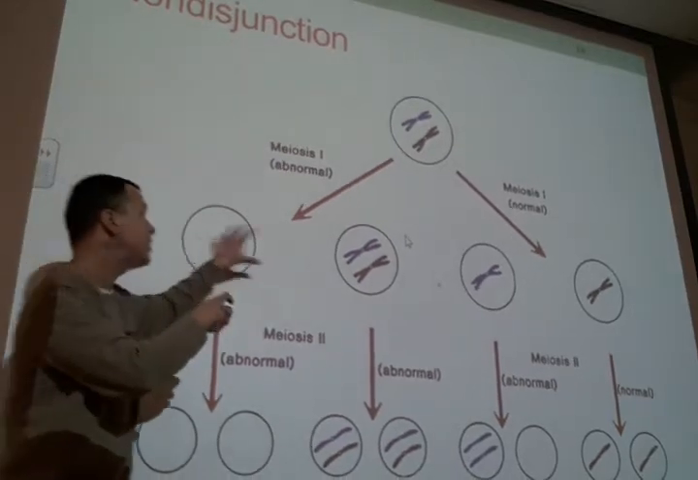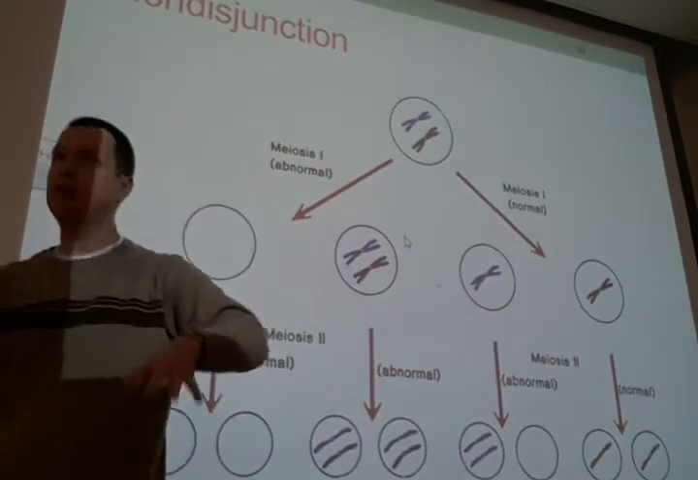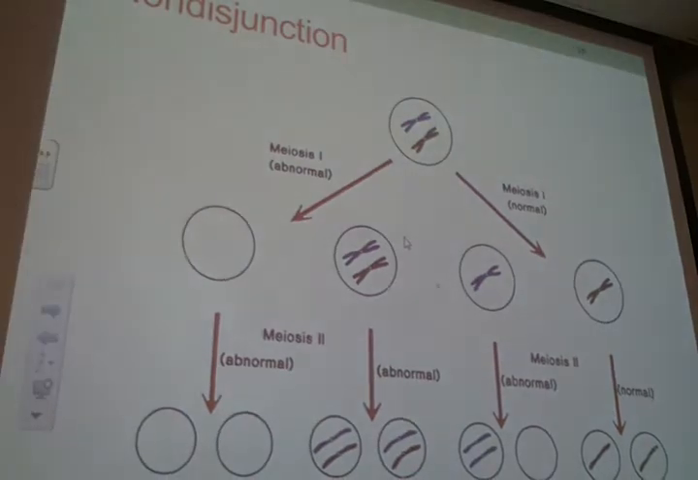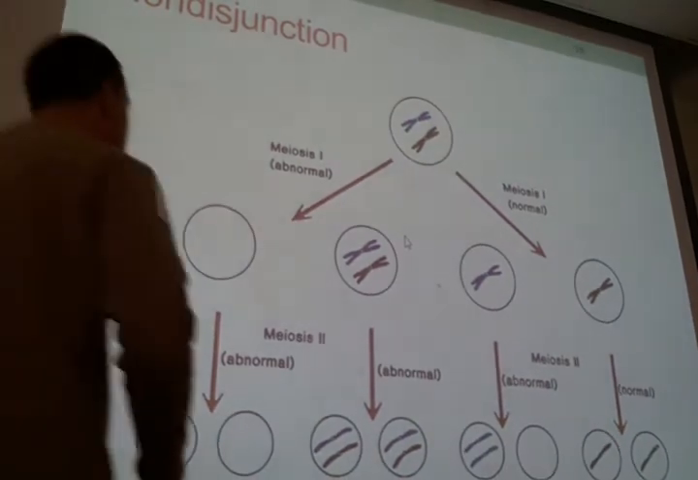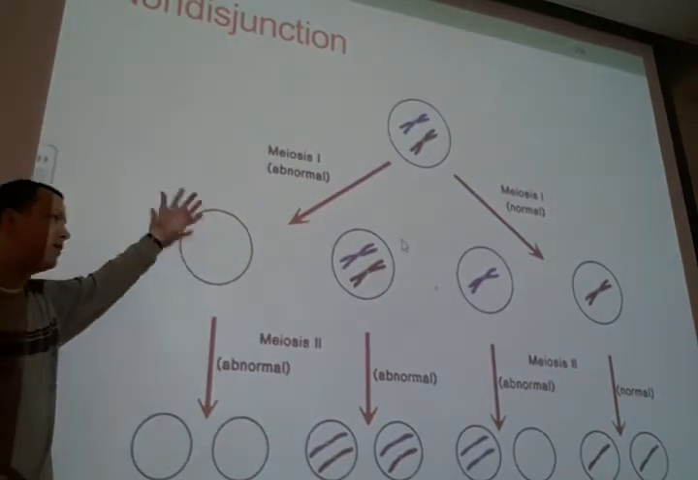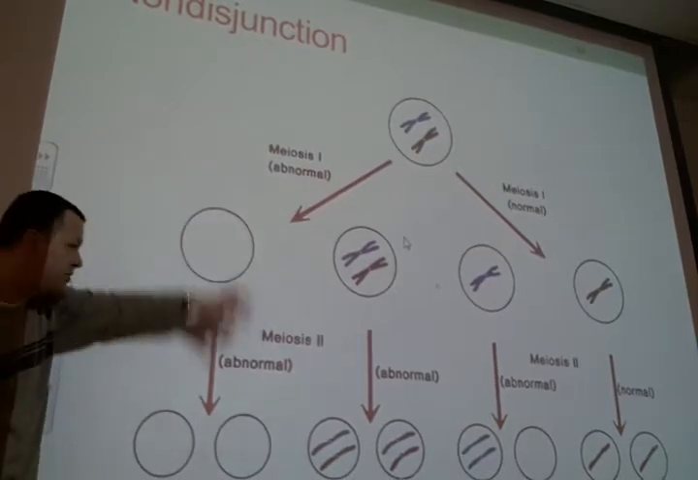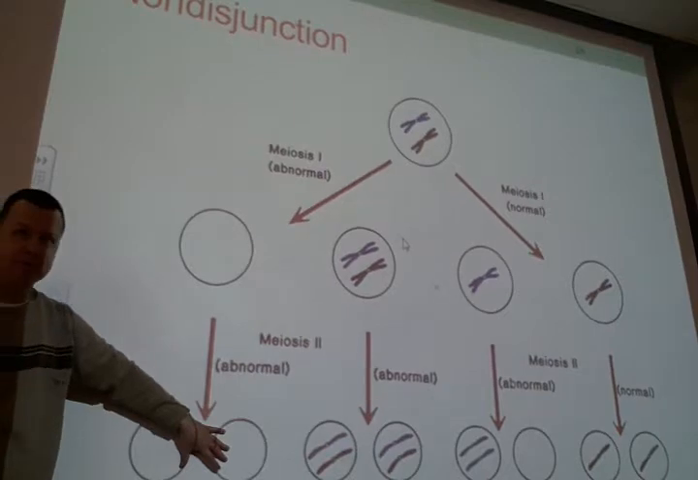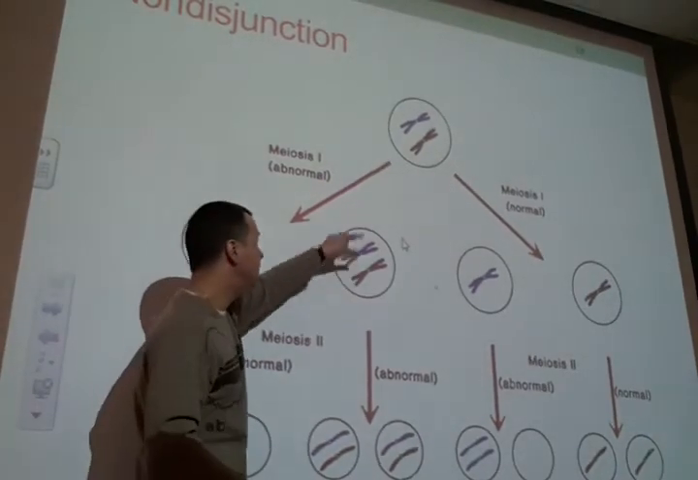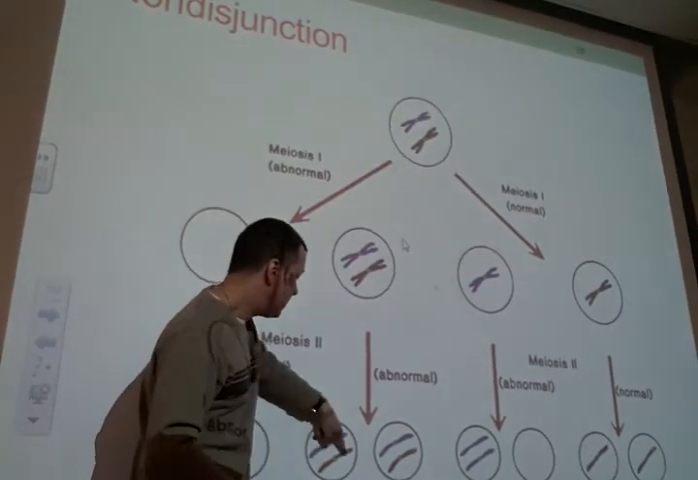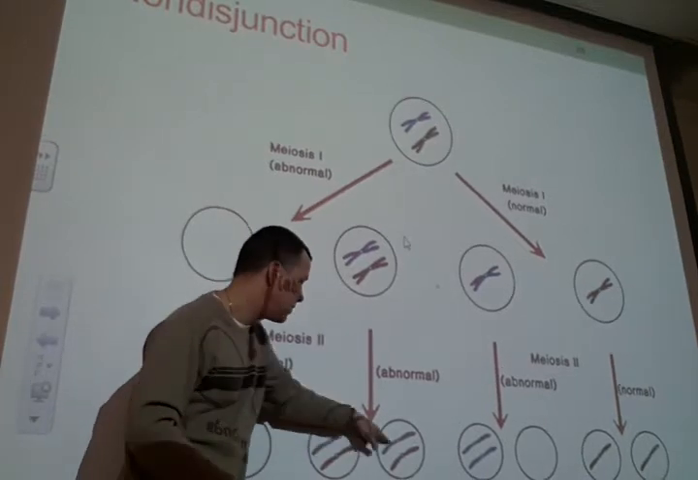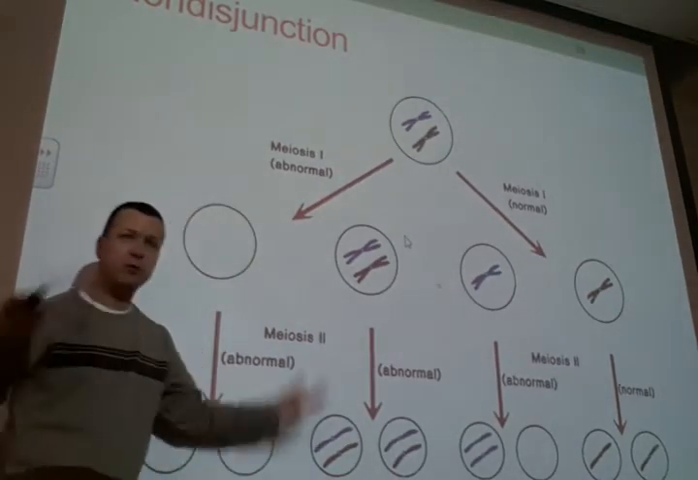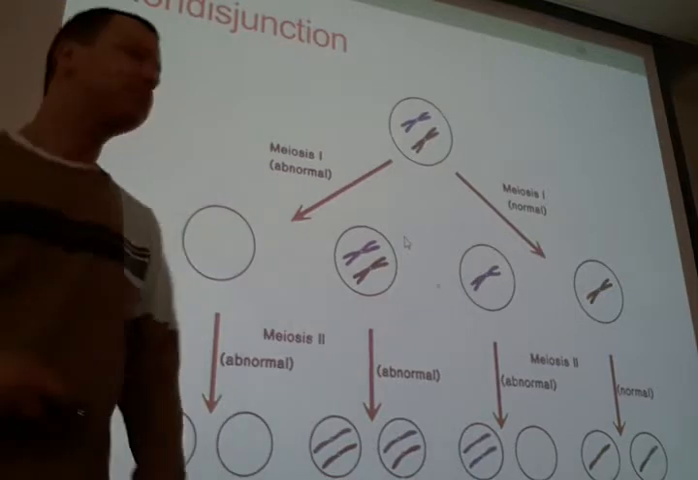Now, we're just looking at the one pair that's doing it wrong. Presumably all the others are doing it correctly. Well, if this one has no chromosome 4, then obviously when it divides again, these cells won't have any chromosomes 4, right? Because both of them were in here. Now, when these separate, you're supposed to only have 1 copy, but these are going to have 2 copies of, say, chromosome 4 or whatever chromosome you want.